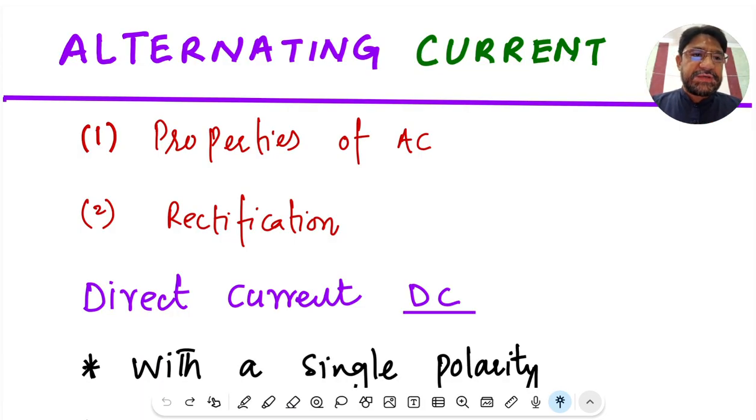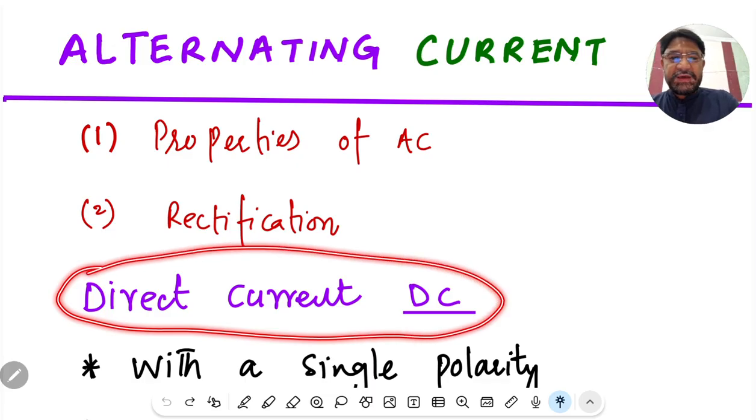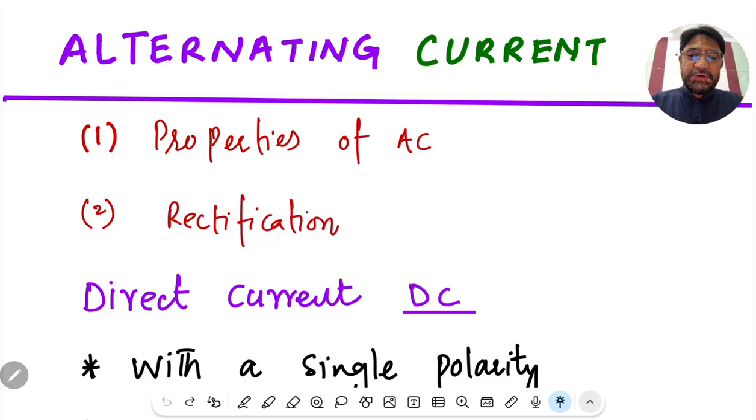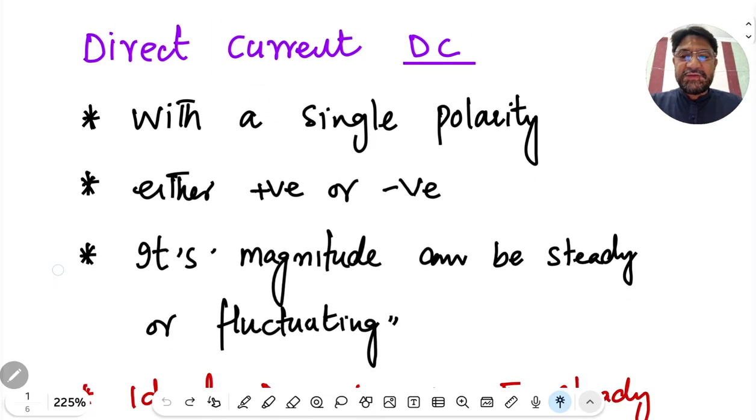In this topic, we are going to discuss the properties of alternating current and some rectification processes. So here in this first half, I'm going to tell you about the comparison of alternating current with direct current. That is why I have started with direct current, although this is not my main topic, but for comparison I need it.